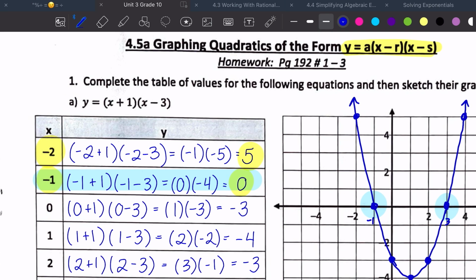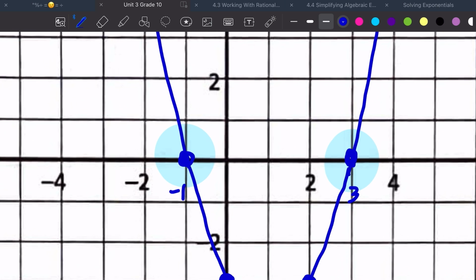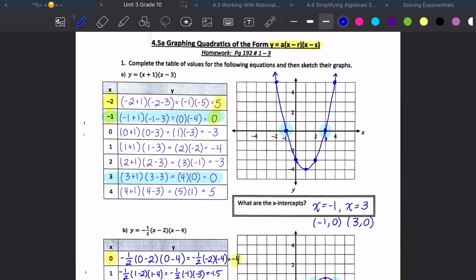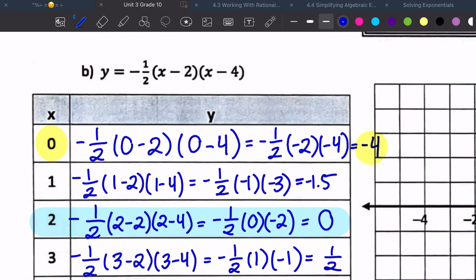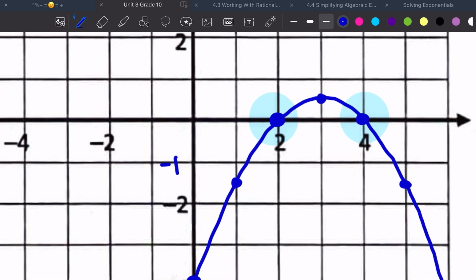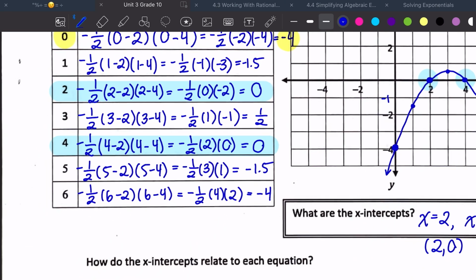Okay, perfect. Right, I've got x plus 1 and x minus 3. I crossed at negative 1 and 3. Same thing here. I have brackets x minus 2 and x minus 4, and I crossed at 2 and 4. So what do you notice there? It's the opposite sign, right?